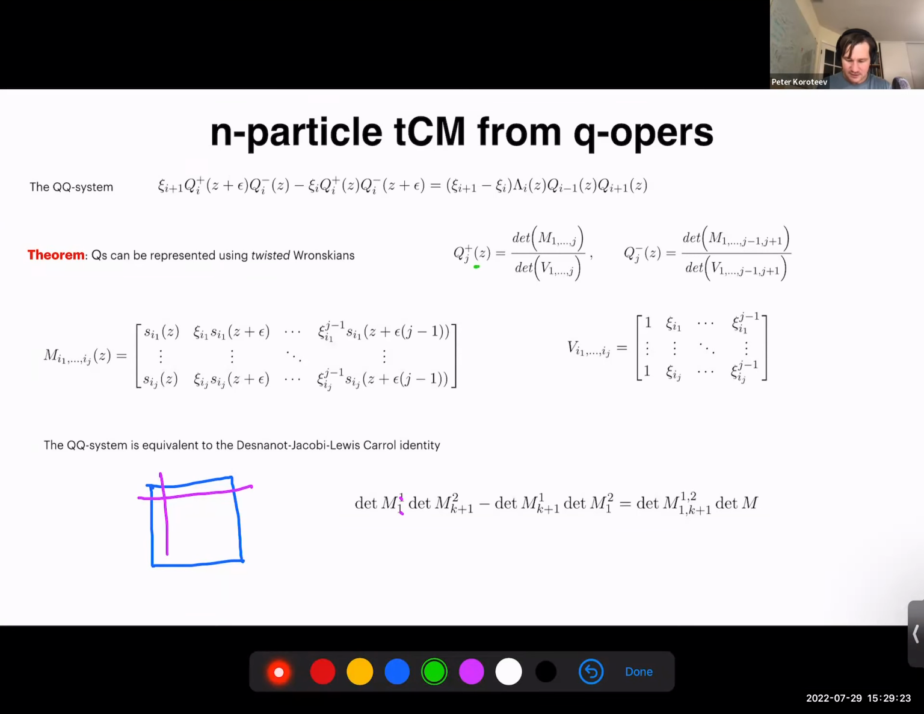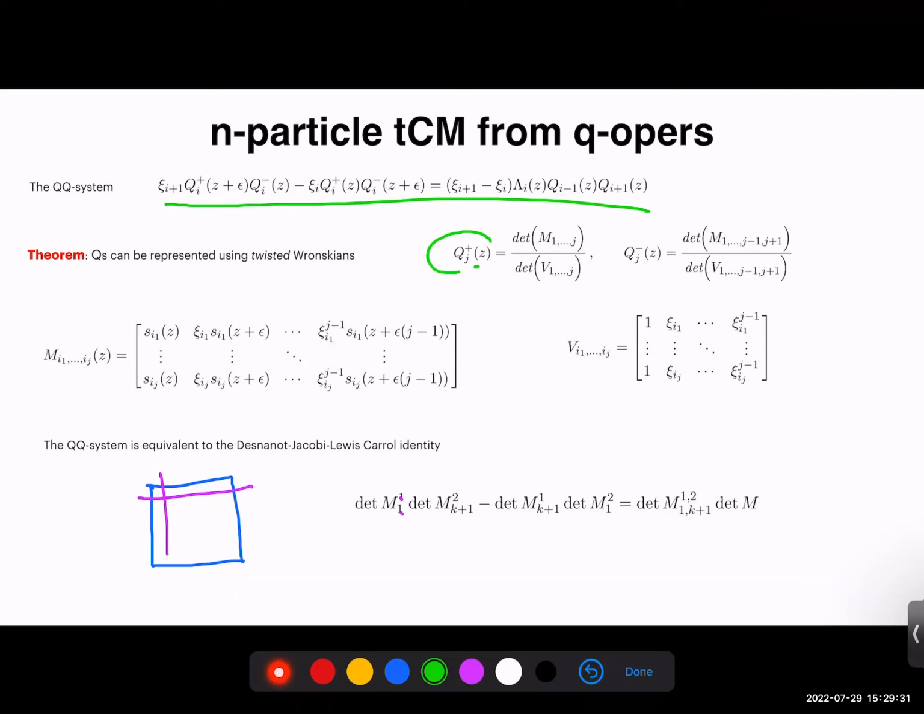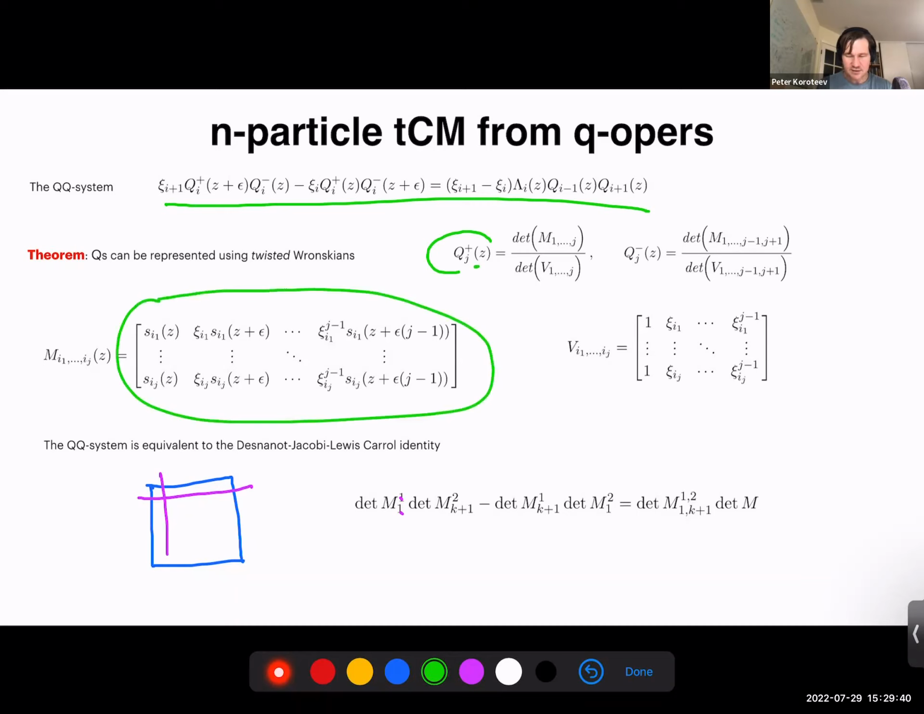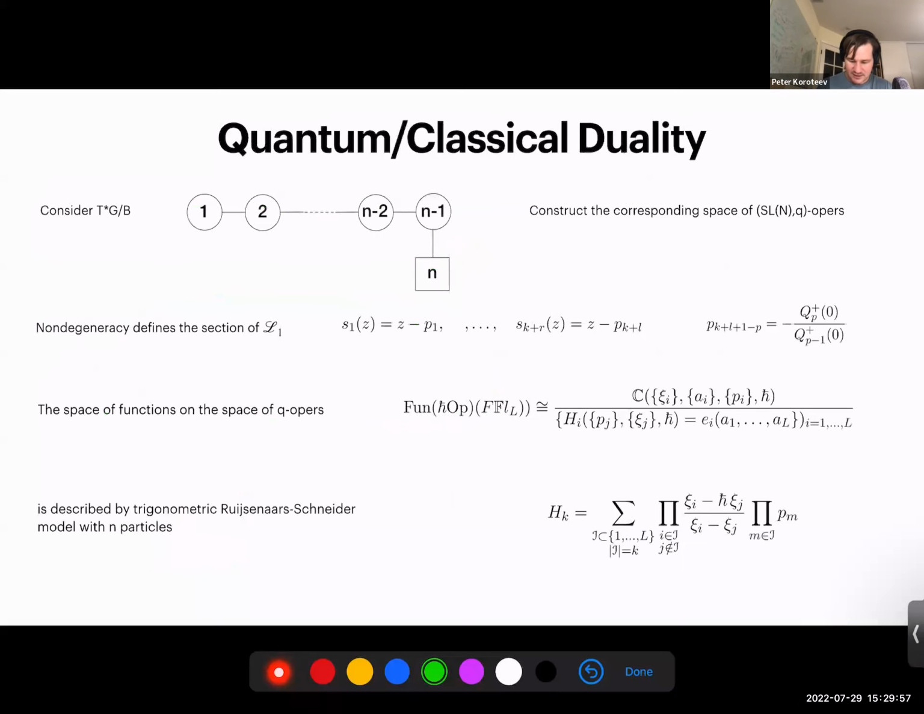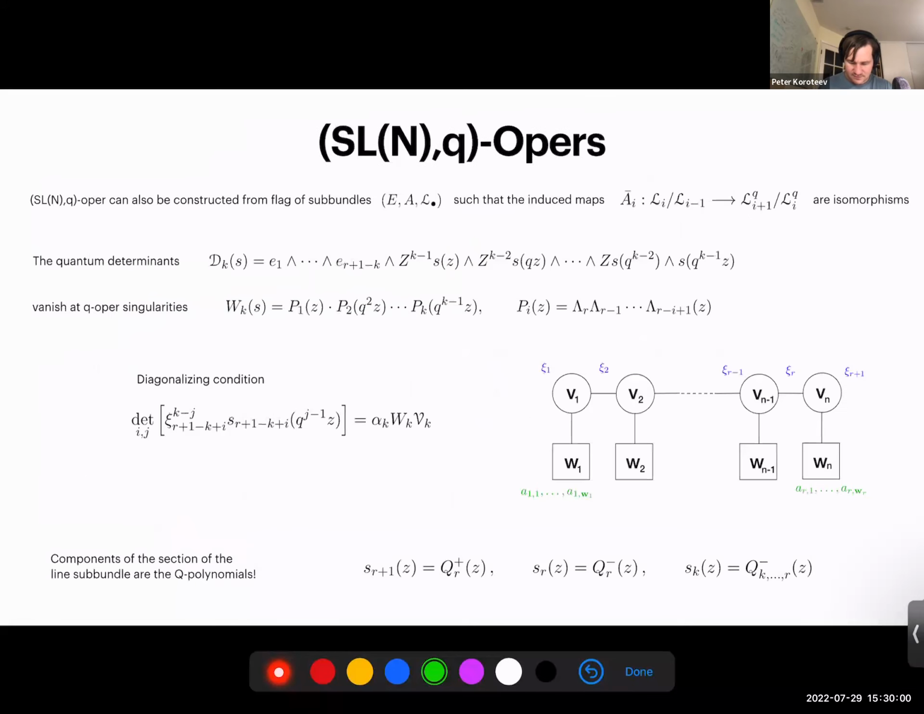Essentially, you start with a QQ system, and then you ask yourself how to proceed. It's a functional equation. If you think of it abstractly, just as an equation, it turns out that the following is true. If you write this matrix, this Wronskian, there's one for Q plus, and there's another one for Q minus where you skip one of the rows. And you can just check that they satisfy the equality. Then you can interpret this as this kind of thing, which is the definition of the q-oper.